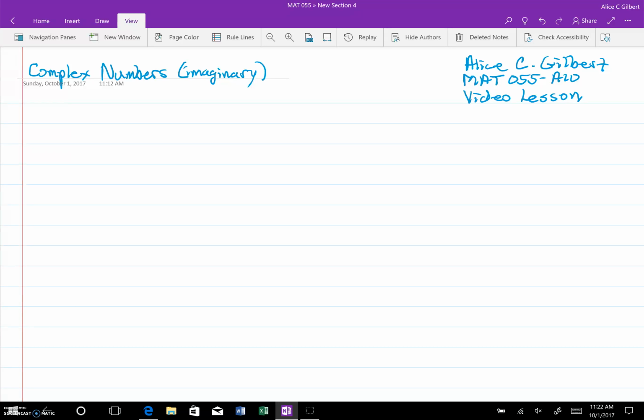Right, now we are at the last section in this unit. It's called complex numbers, also known as imaginary numbers, okay? So not only do we have invisible things in algebra, we also have imaginary things in algebra.